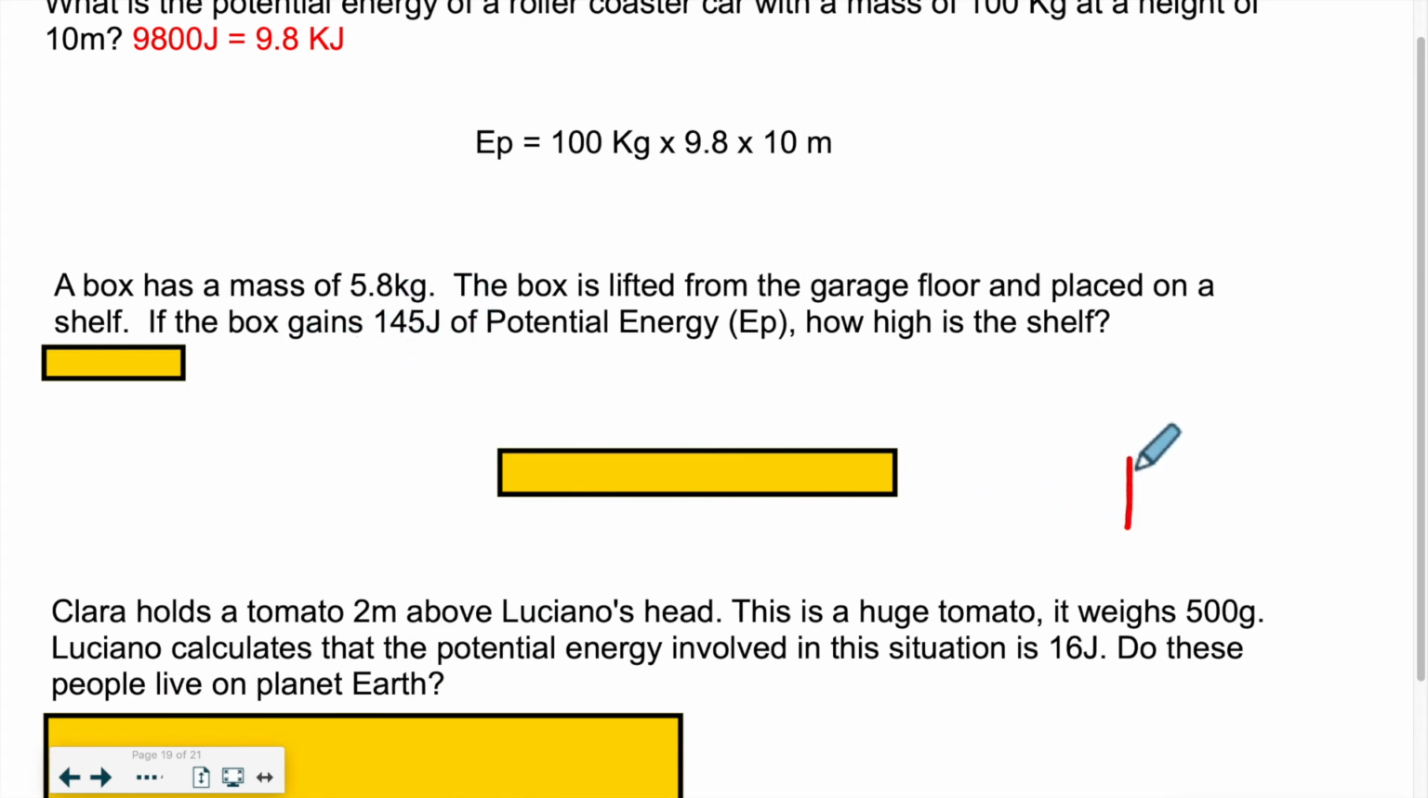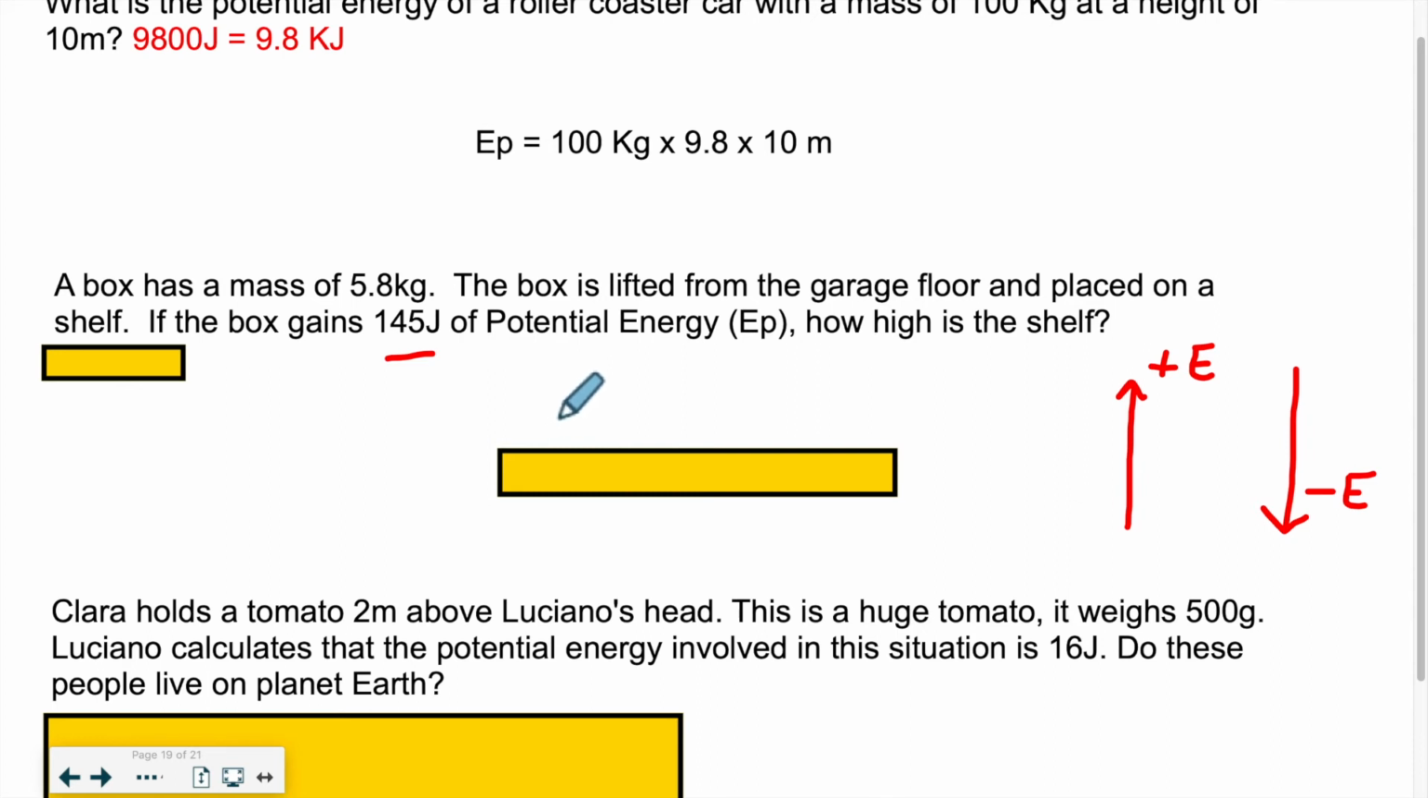So if you're lifting the box, obviously the box is gaining energy. If an object is dropped because it's losing height, it's also losing potential energy. Okay, so it's important to know this because over here, since the box gained 145 joules of energy, my value should be positive. Okay, so you have to watch how things are worded.